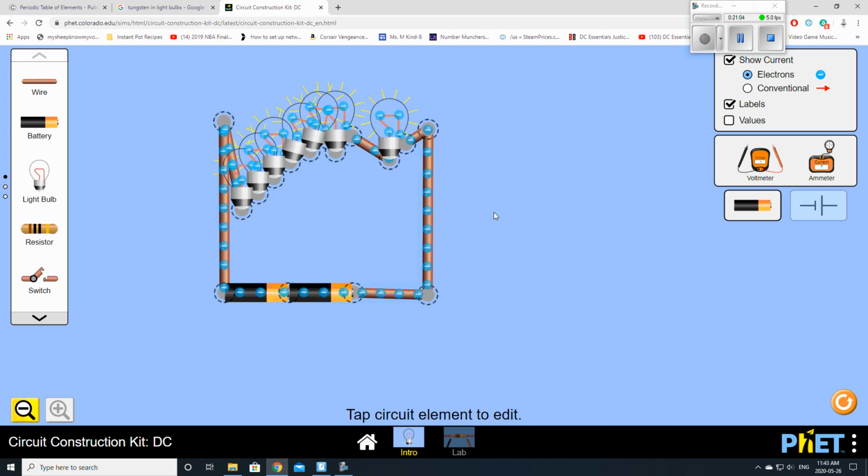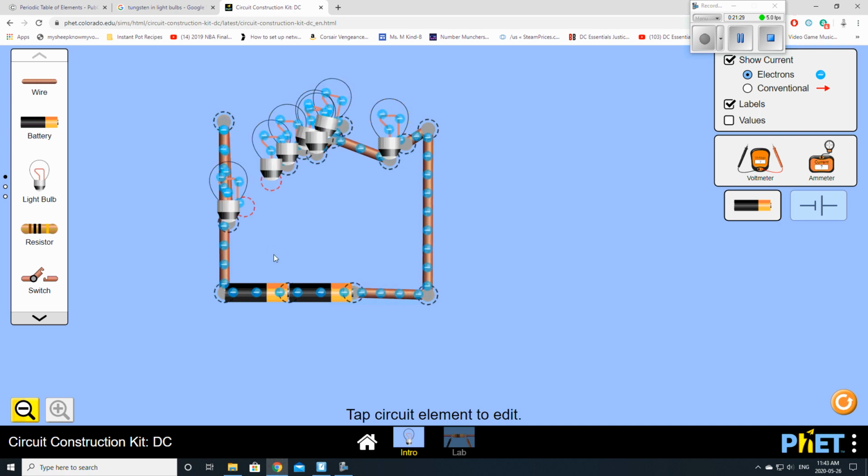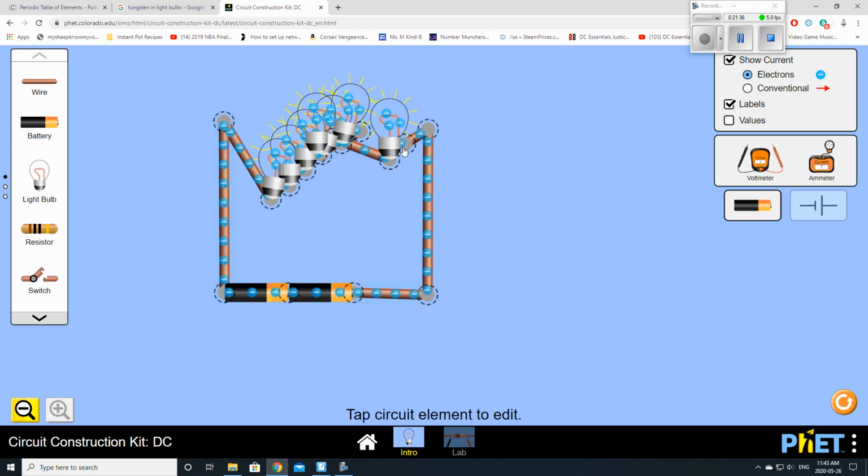Okay, now how do we simulate one of the filaments breaking or one of the light bulbs burning out? We could simply just pretend that one of the wires has been cut. Okay, so what happens when one of the wires has been cut? Everything turns off. Okay, I'm going to reconnect it over here. What happens if I disconnect one of the wires here to simulate one of the earlier bulbs? Okay, nope, doesn't matter how early it is. What happens if I get the first one right here? Nope, doesn't work.